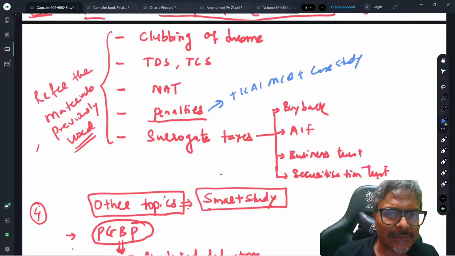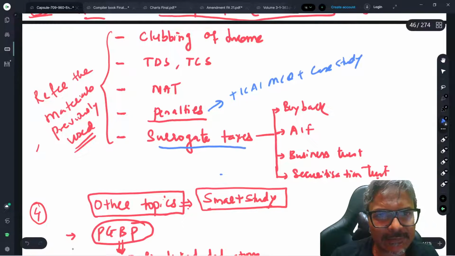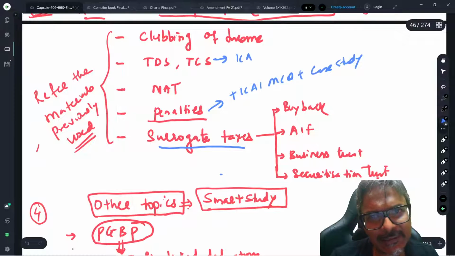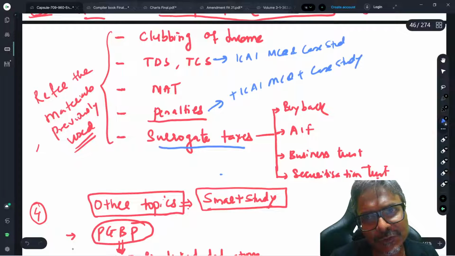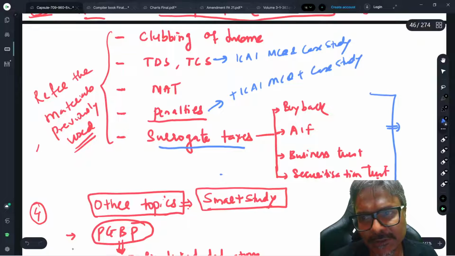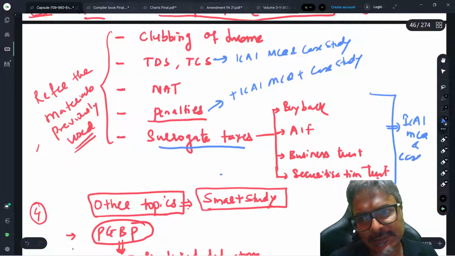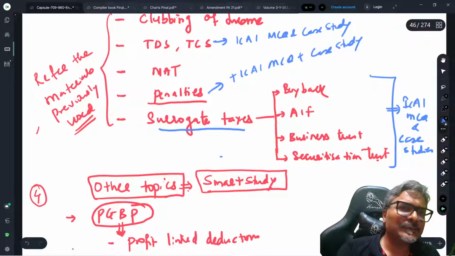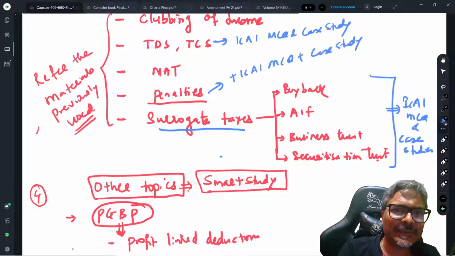In this context, surrogate taxes, TDS, again, ICI MCQ and case study should be undertaken. And even this particular part, the ICI MCQ and the case studies. This area should be targeted for the purpose of the ICI MCQs and the case study, students.